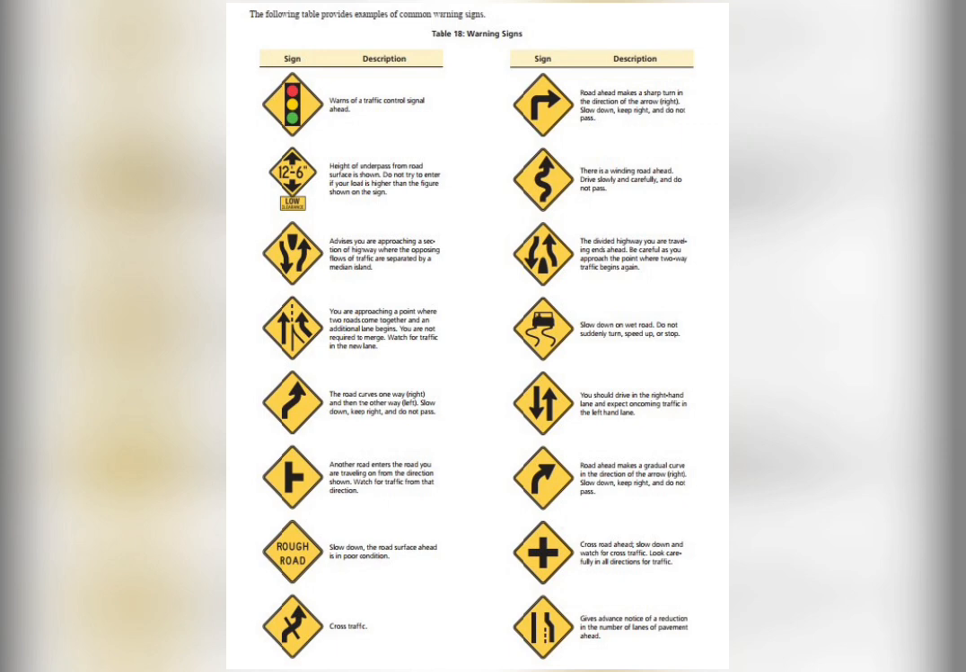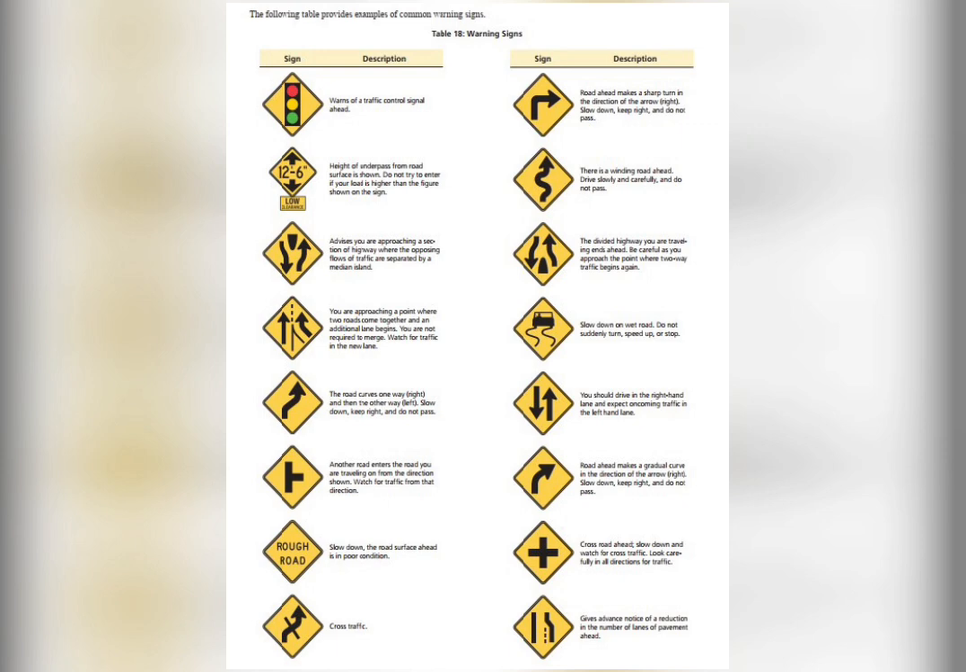Watch for traffic in the new lane. The road curves one way, right, and then the other way, left. Slow down, keep right, and do not pass. Another road enters the road you are traveling on from the direction shown. Watch for traffic from that direction. Slow down, the road surface ahead is in poor condition.